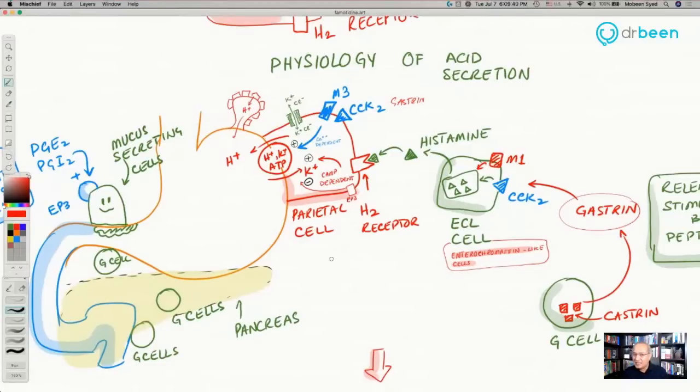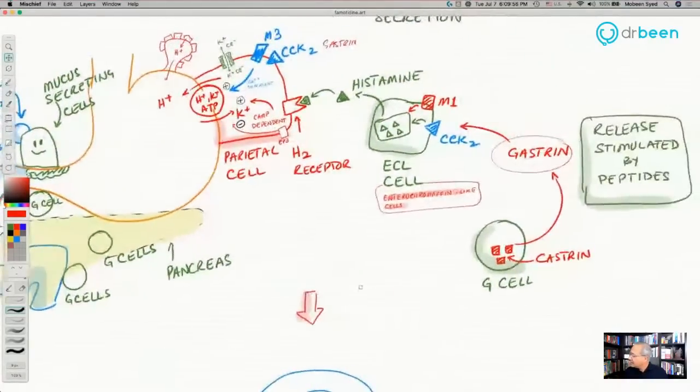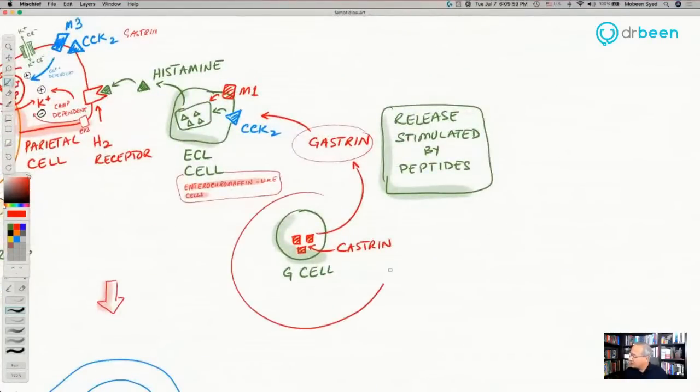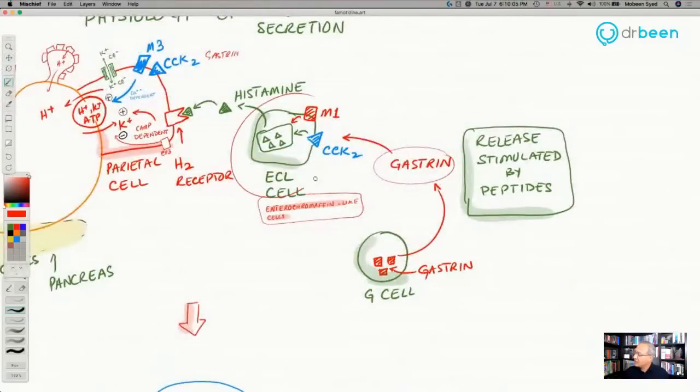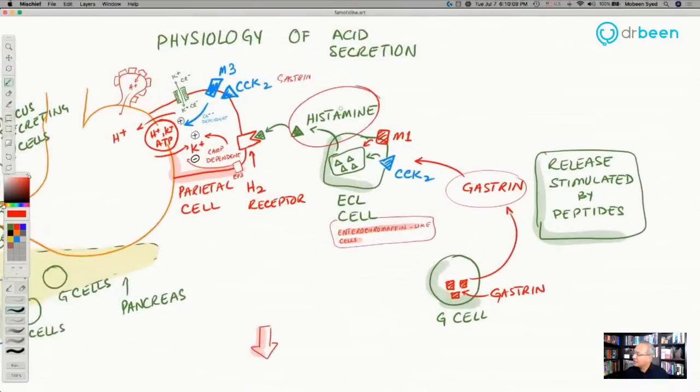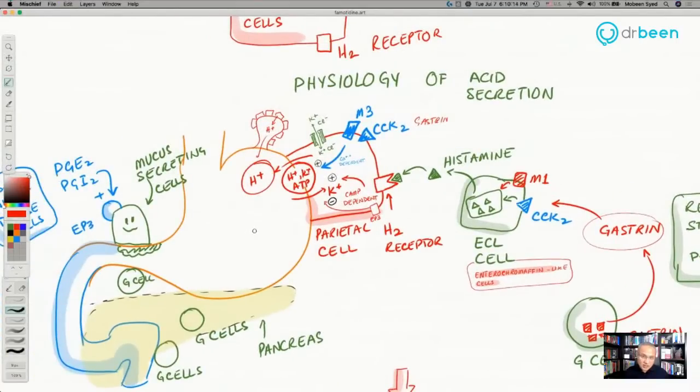Now, whenever we need acid, gastrin has to come. So there has to be some mechanism in our body, in our GIT, in our stomach, that would detect the need for the acid and then release gastrin. First let's look at this one. This is a cell called the G cell. The G cell releases gastrin, that then works on the ECL cell, which releases histamine, and the histamine works on the parietal cell, which releases hydrogen ions. Now the question is, where are the G cells and what do they do?